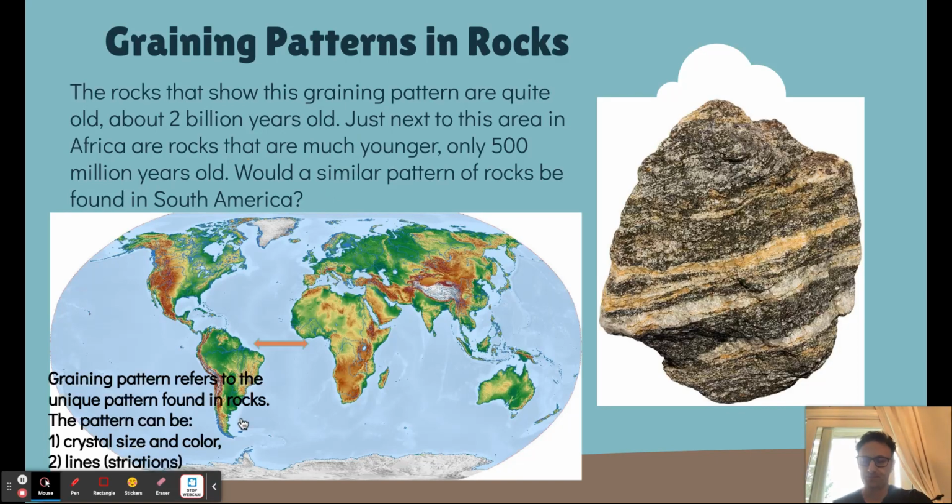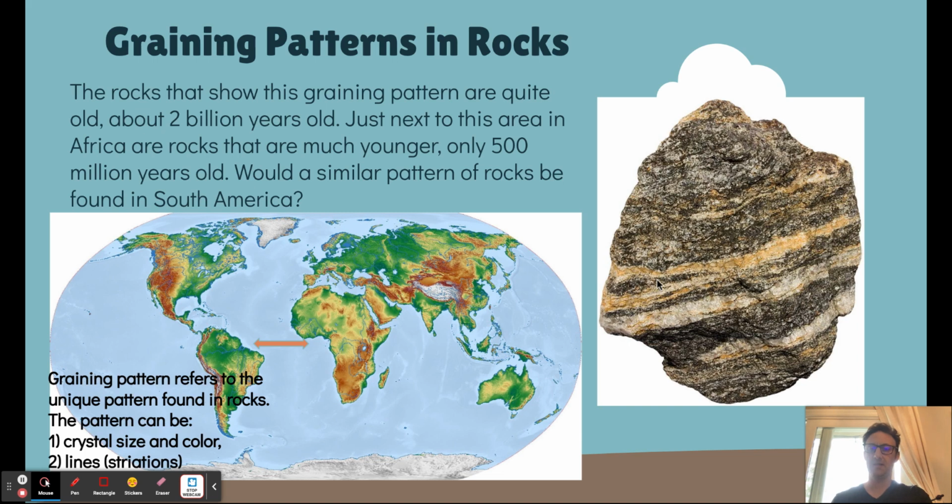Graining patterns refer to a unique pattern found in rock. For example, they can be the crystal size and crystal color. They can also be lines like the rock that you see here. You can definitely see how there's a similar line that goes all the way across.